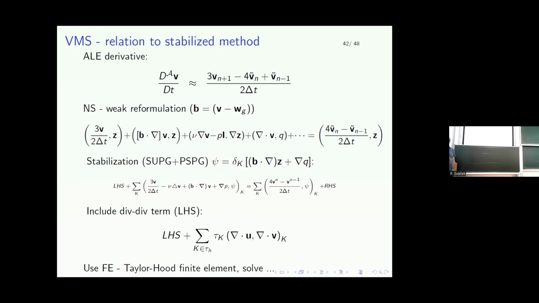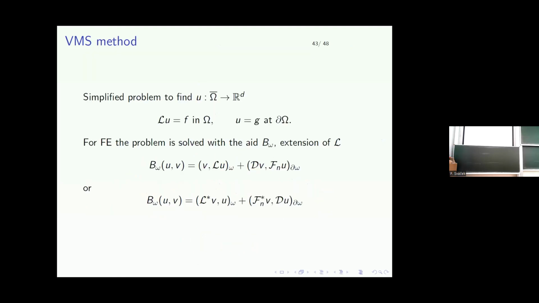Okay, so let me just shortly introduce the idea of the variational multiscale method, which was originally shown on a simplified problem.